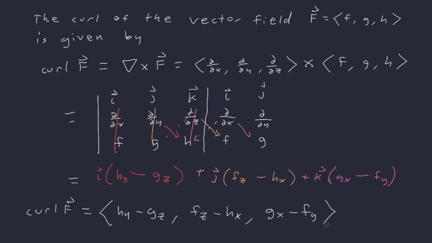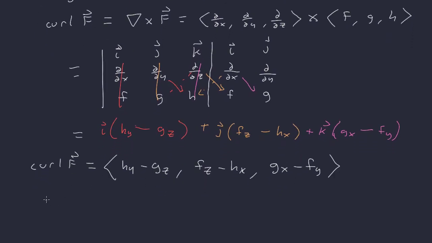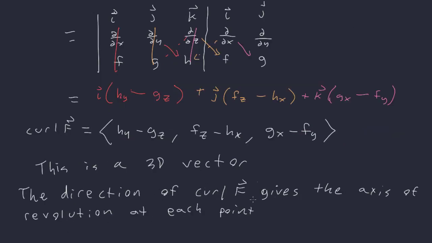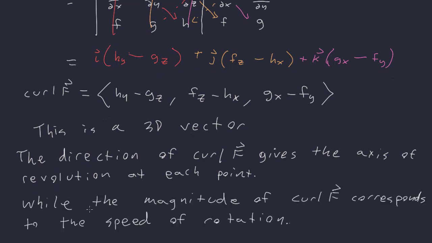Okay, what exactly does this give us? Well, notice that it is a vector in 3 dimensions. So this is a 3D vector. Remember, a vector is composed of 2 things, a direction and a magnitude. So the direction of the curl of F gives the axis of revolution at each point, while the magnitude corresponds to the speed of rotation.